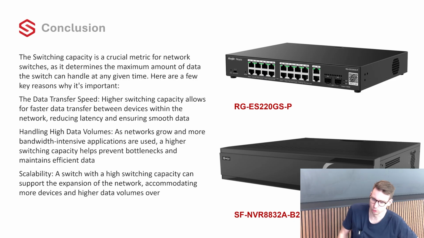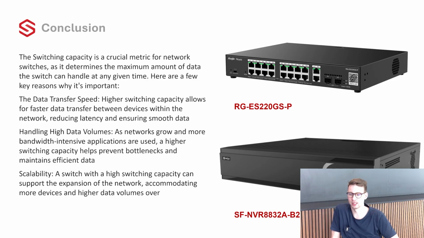Here again, back to the conclusion. The switching capacity, like I said before, is crucial in our network. It basically determines the maximum amount of data a switch can handle at any given time. And here again, a few key reasons why this is so important. First up is the data transfer speed. A higher switching capacity allows you to transfer data much faster between our devices within the network. So it ensures a smooth data transfer.